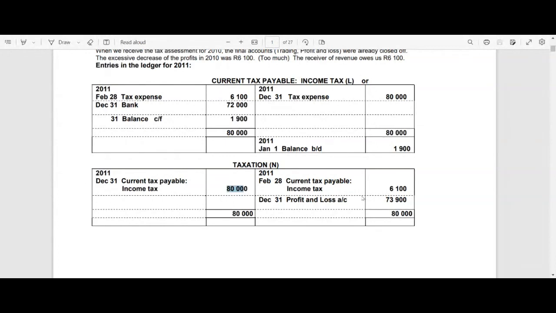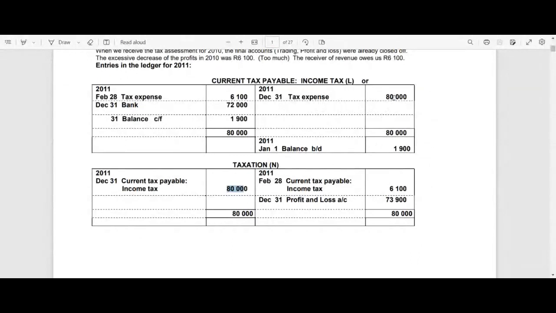So, ladies and gentlemen, the last part that we need to now understand here is that we are going to balance off this account, because it is a so-called balance sheet account. It appears on your statement of financial position. So if you balance it off, you are going to get a credit balance at the beginning of the next year.